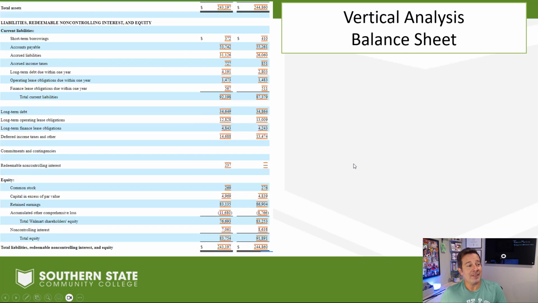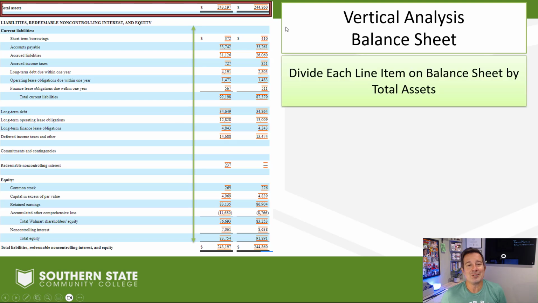We can look at the liability and equity side of the balance sheet with vertical analysis. Again, we're really dividing by total liabilities and equity, but if you know enough about the accounting equation, you know that number is exactly the same as total assets. So I'm just going to say divide by total assets. That way you don't have to remember two different things. But in reality, it's the exact same number as total liabilities and equity, right?